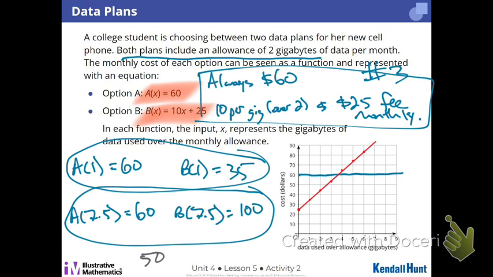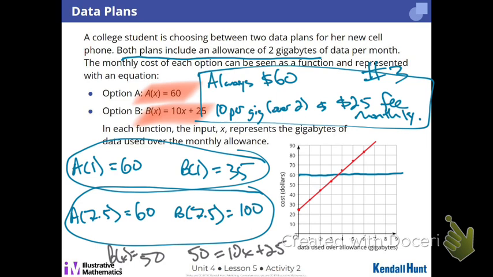For, what does it say? Option B. So that means B of X equals 50, correct? Would you guys agree with that statement? So B of X is 50. That means $50 equals 10x plus 25. 50 is the output. All right.